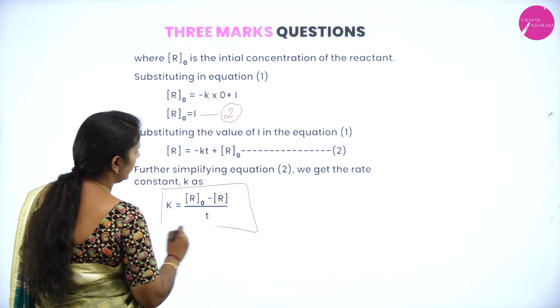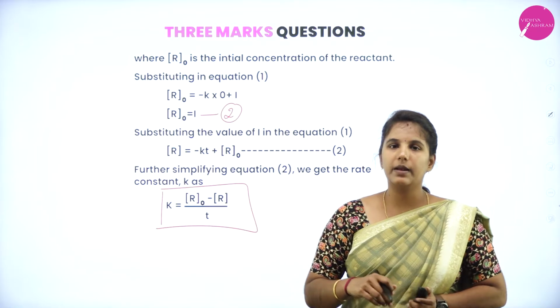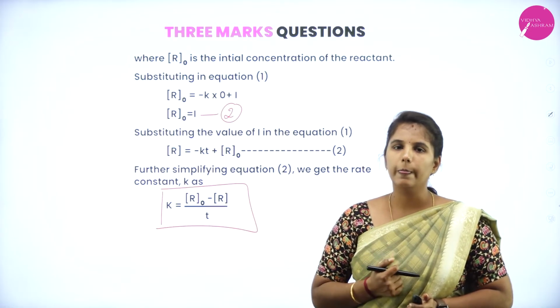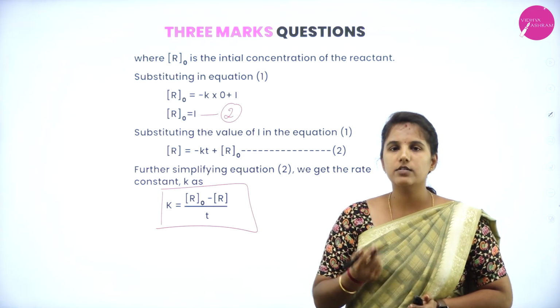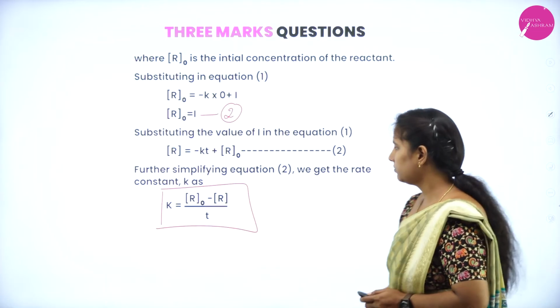So this is the integrated rate equation for the zero order. This final equation we are repeatedly using for deriving the half-life of the first order as well as the zero order. And also while solving numericals, it is very important to know this formula.